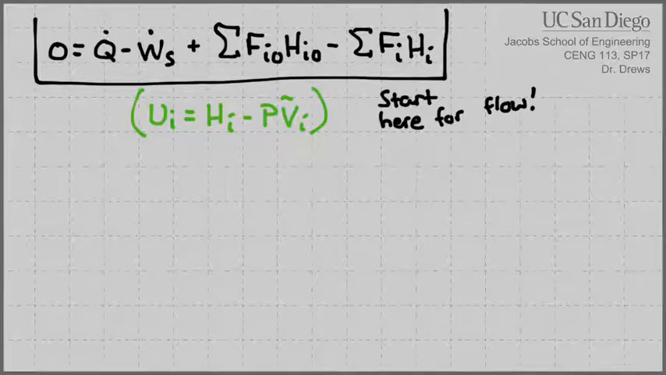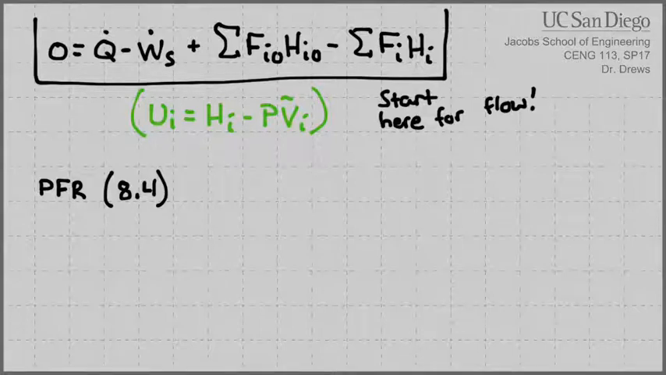If we want to derive this for a plug flow reactor, this is the second step that I had mentioned before. By the way, the derivation, if you want to see all the nasty algebra for this, it's not nasty algebra, it's like a page and a half of algebra. The plug flow reactor derivation is on 8.4.